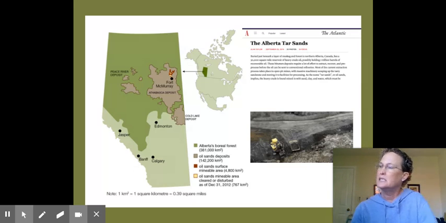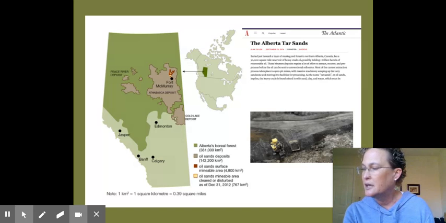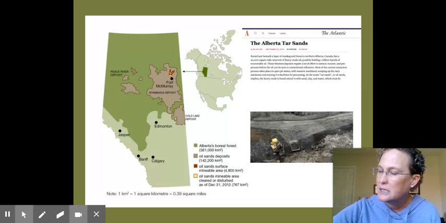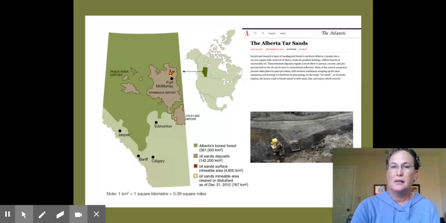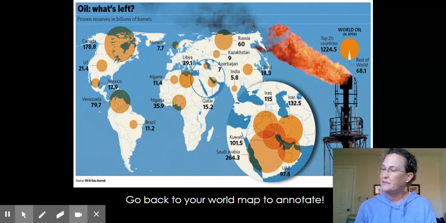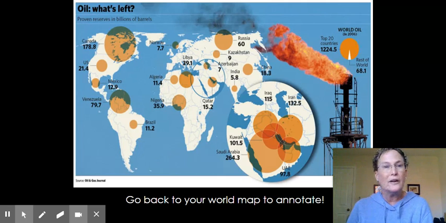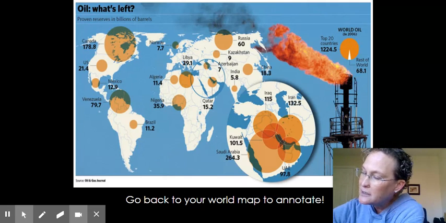So this is an article for you guys to read. We can skip this for now. And then, okay, so the oil that's left. So this is where you are filling in on the packet, okay? So where is there 178.8 billion barrels of oil left? That would be Canada.